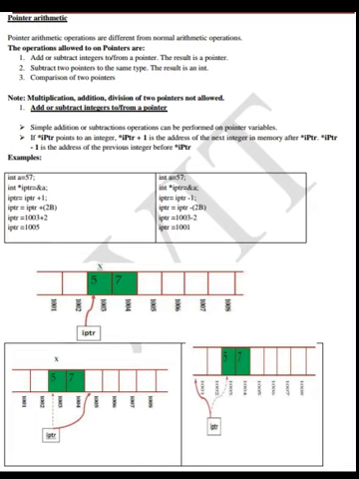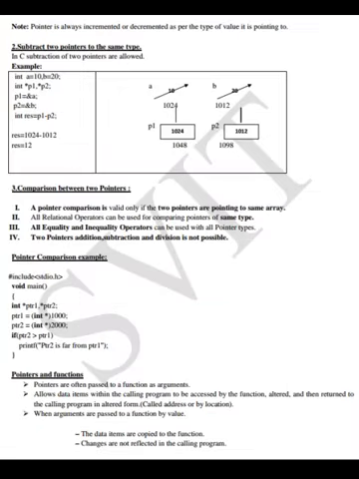Add or subtract integers to or from a pointer. Simple addition or subtraction operations can be performed on pointer variables. If IPTR points to an integer, IPTR plus 1 is the address of the next integer in memory after IPTR. IPTR minus 1 is the address of the previous integer before IPTR. See the examples with figure. Note, a pointer is always incremented or decremented as per the type of value it is pointing to.